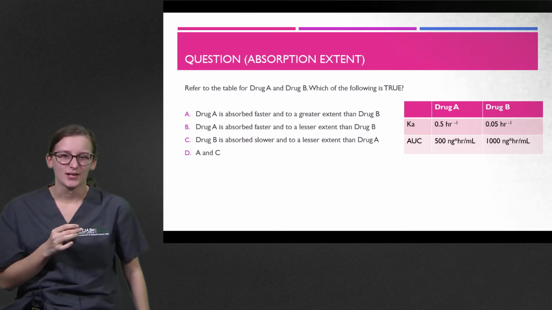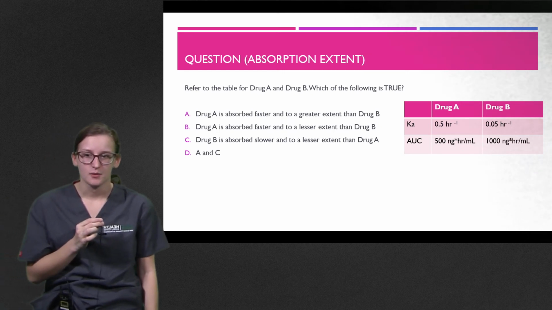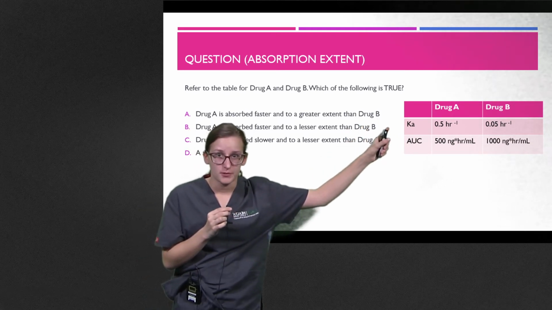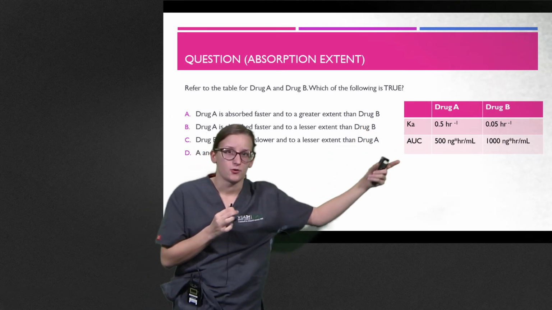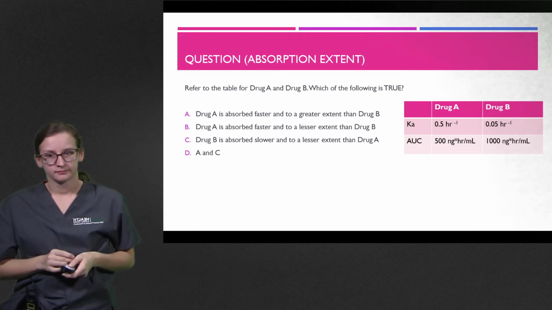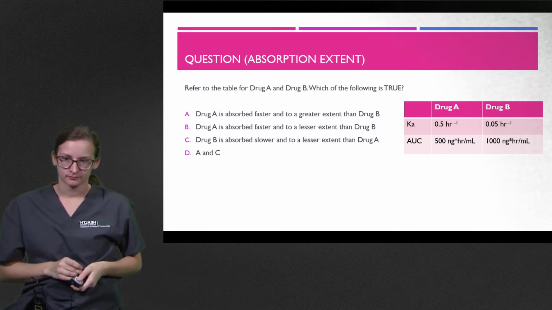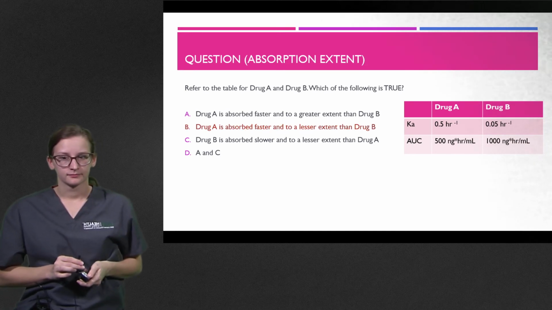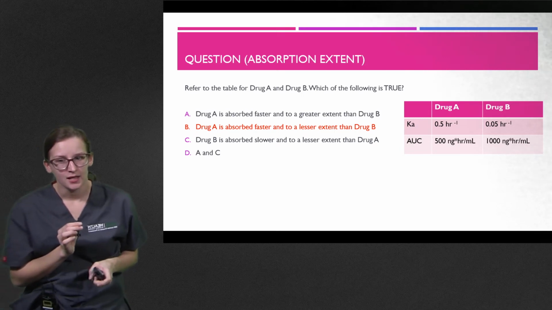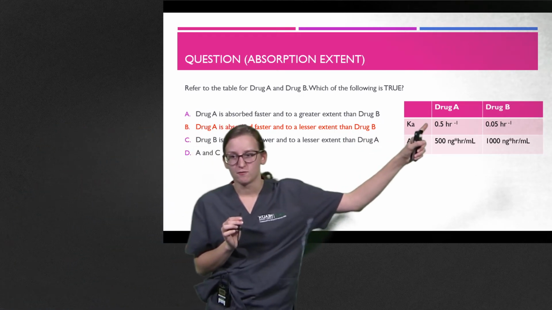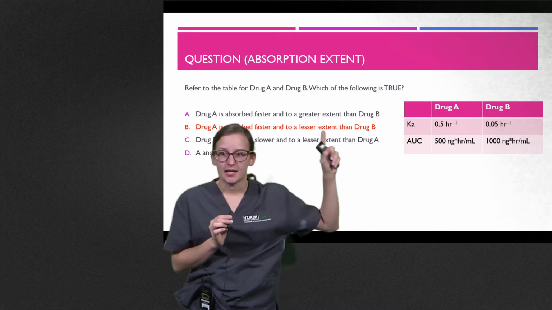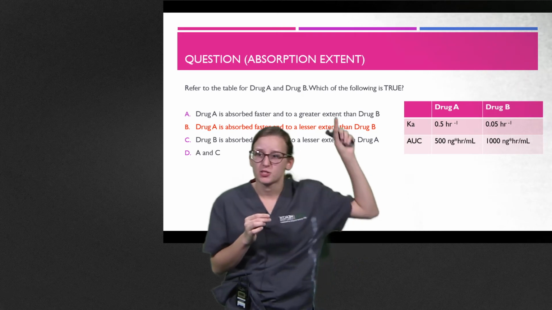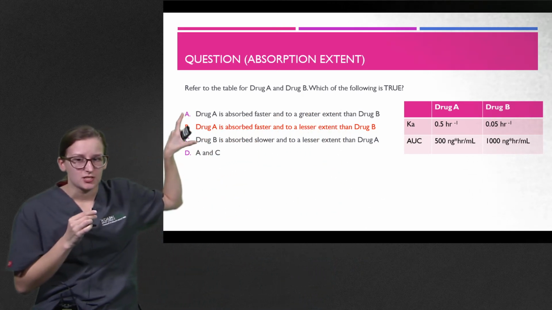Oh, and here's the question. So refer to the table. Which of the following is true of these guys right here? And I have the absorption rate constant and then the area under the curve, or the extent of absorption. All right, so this one is going to be that drug A is absorbed faster, as seen by we have more per hour being absorbed, and then a lesser extent than drug B because the AUC is less than that of B. The other two are saying the same exact thing, just in opposite form.